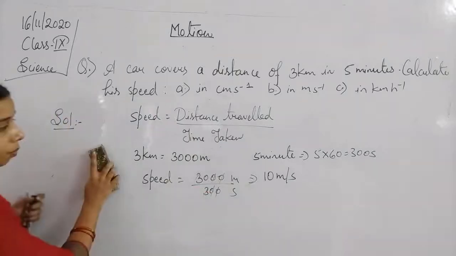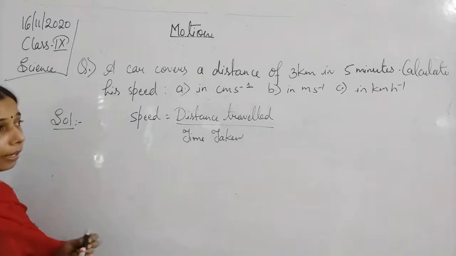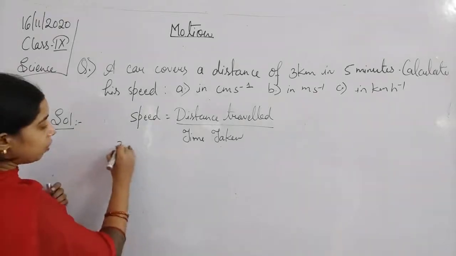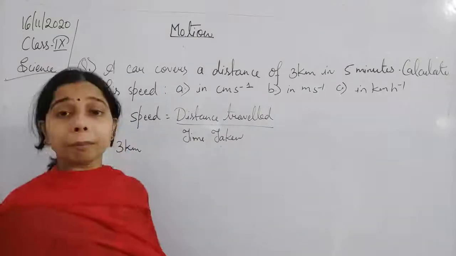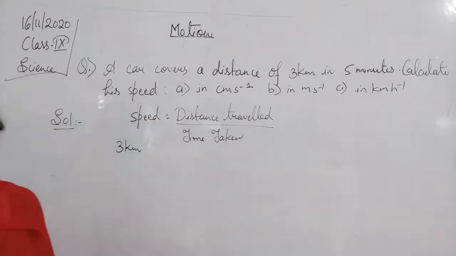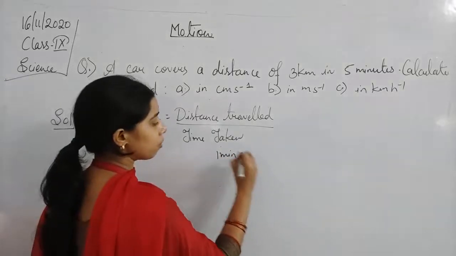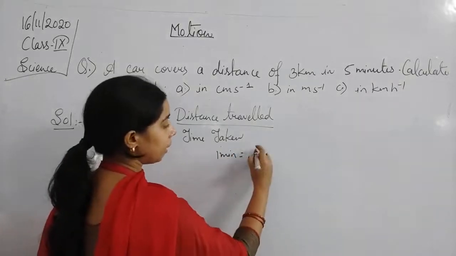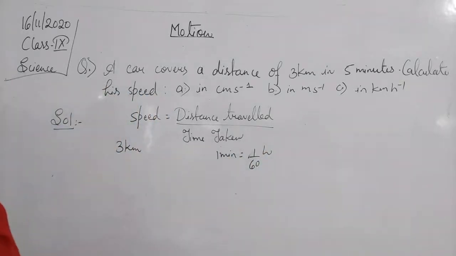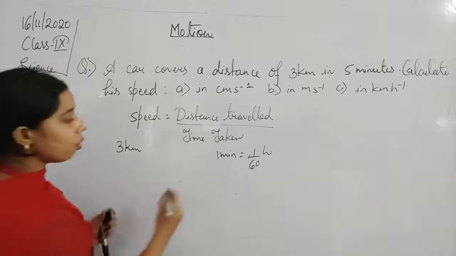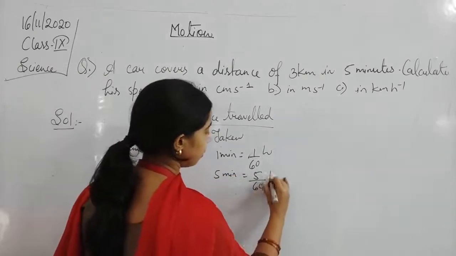Now for the last one, students, where it is in kilometer per hour. You see, it is already in kilometer, so 3 kilometer, no need to change it. We have to convert the minutes into hours. For converting minutes into hours, 1 minute is equal to 1 by 60 hour. So 5 minutes will be equal to 5 by 60 hour.